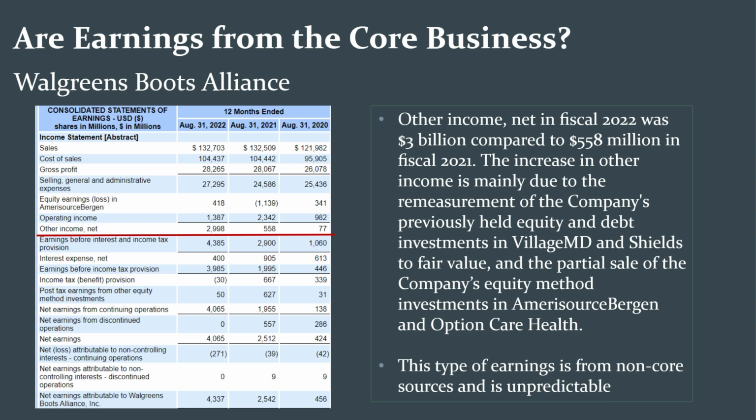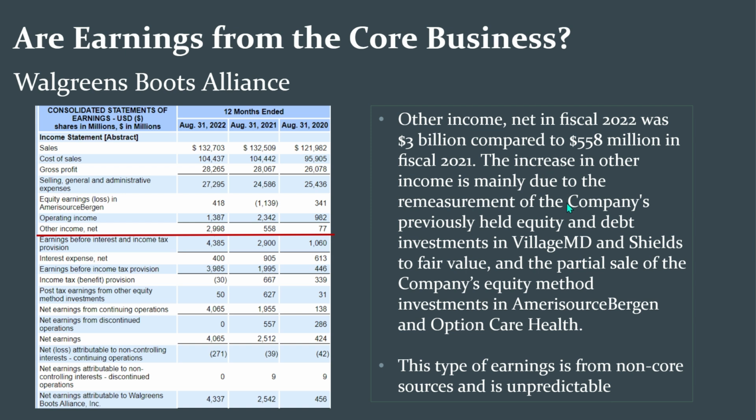Now here's an example of earnings that are coming from non-core sources. This is Walgreens Boots Alliance, the pharmacy company. And we can see, from the company's financial statements, that in 2022 the company had operating income of $1.3 billion and reported net income of $4.3 billion. Within that net income, though, is this other income of almost $3 billion in 2022, and it was $558 million in 2021. Now, what is this $3 billion?